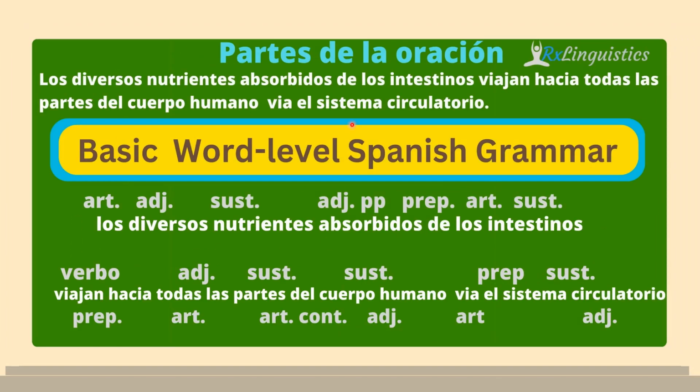So your takeaway from module 1 is to be able to identify the different parts of speech of a sentence. Okay, it's called word level grammar. You have this as an article, you have this as an adjective, you have this as a noun, which is sustantivo. This is a participial adjective. This is a preposition. This is an article again. This is a noun called sustantivo. Things like that. This is what you learn in module 1.